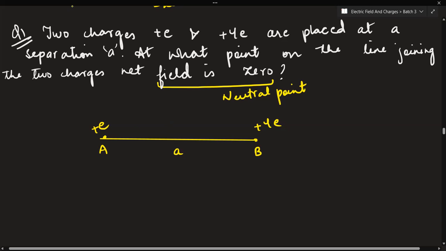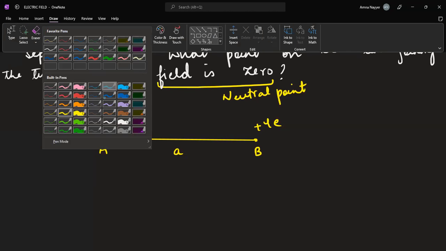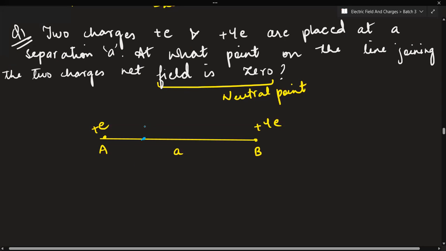Now we don't know where the neutral point is located. So the best way to solve it is to take any point. Let's say I have taken this point as my neutral point. Never take it at the center by symmetry unless you are aware of it. When to take it at the center, I'll tell you after this question. So I have taken a random neutral point. Let's say the separation between the neutral point and point A is x. Can anyone tell me, if this whole was a and this small part is x, what will this be?